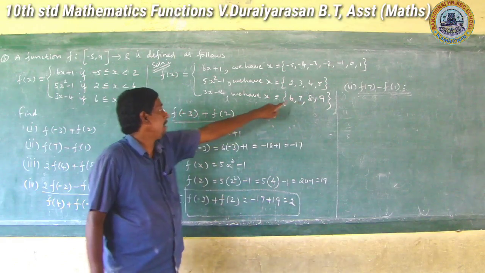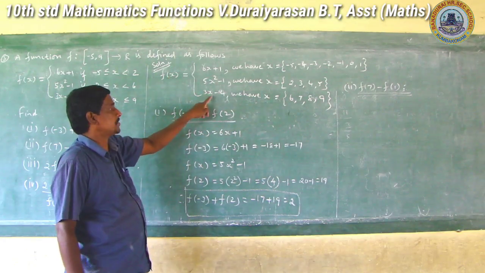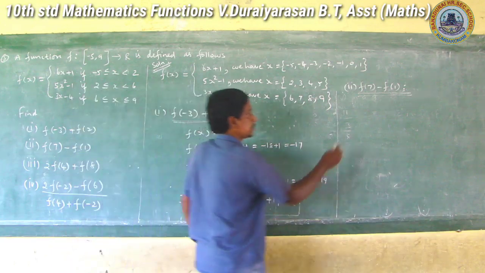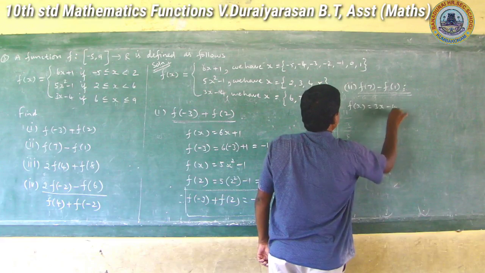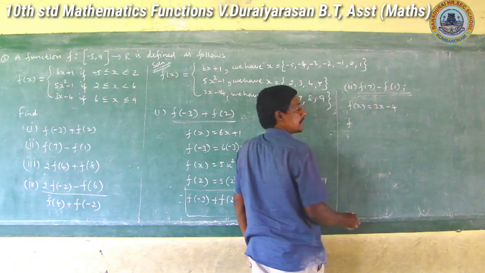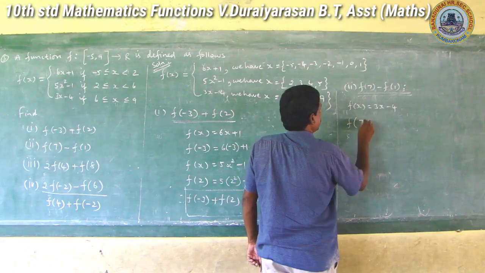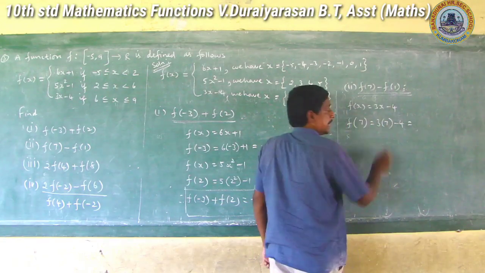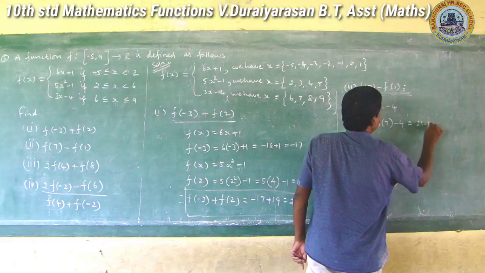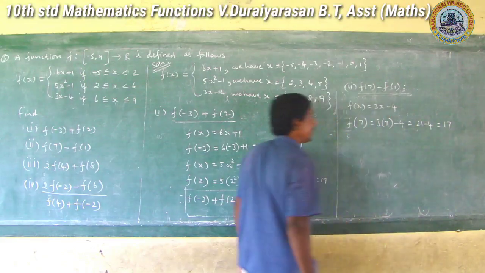So the applicable function f of x is equal to 3x minus 4. Substitute x is equal to 7. f of 7 is 3 into 7 minus 4. 3 7s are 21, minus 4 is equal to 17.